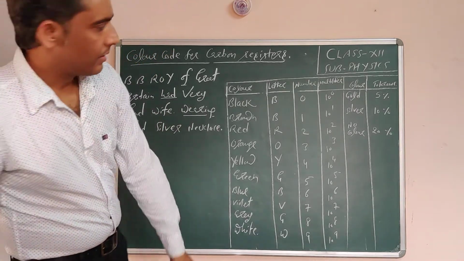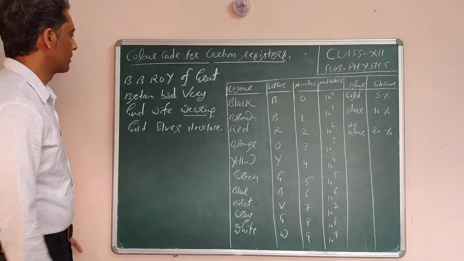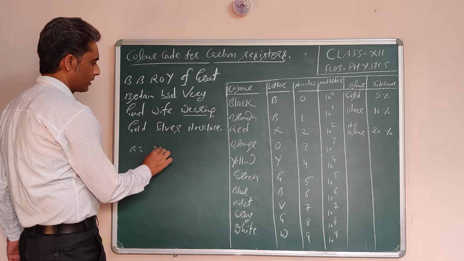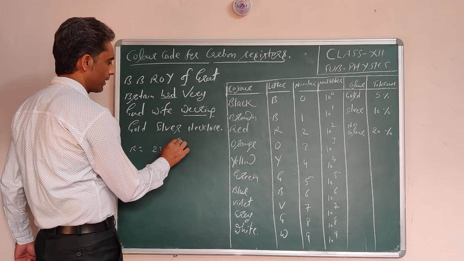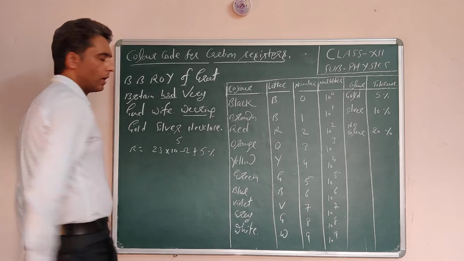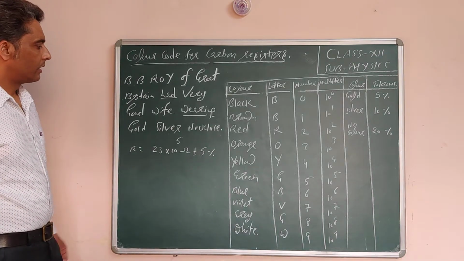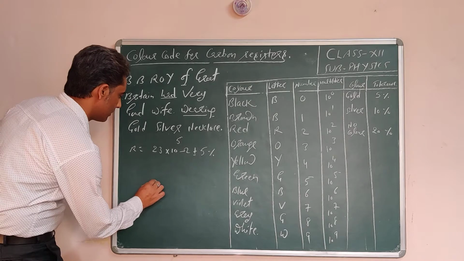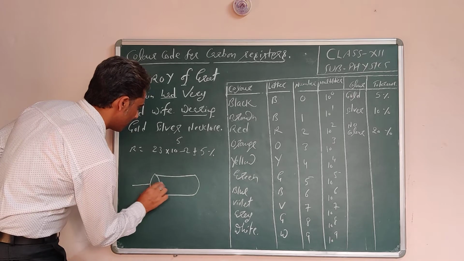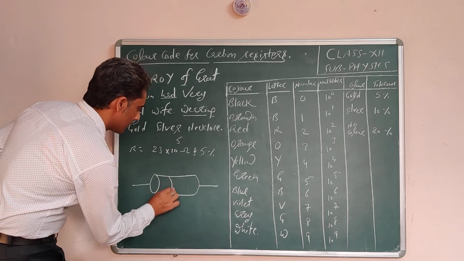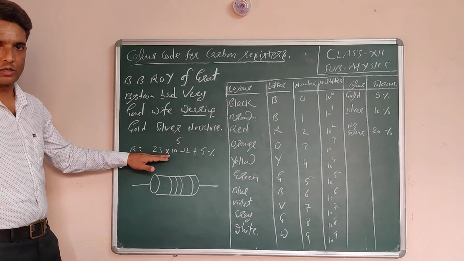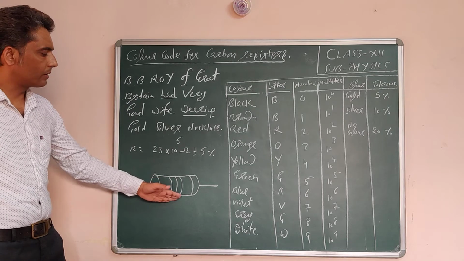In some cases, it can also be given that we are given some resistance. For example, we are given the value of resistance is 23 into 10 to the power 5 ohm plus minus 5%. And you have to write the color on the resistor for the different bands, so that these are the bands. And you are given the resistance of this resistor.